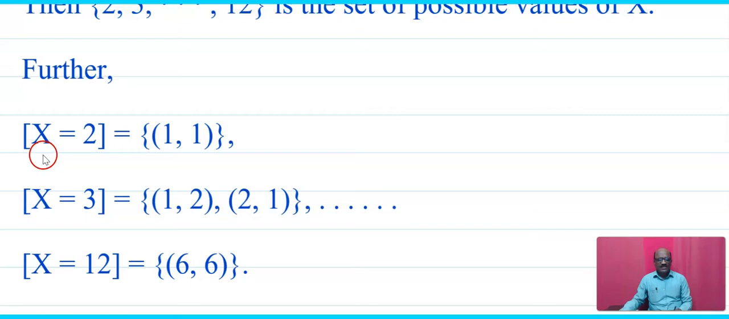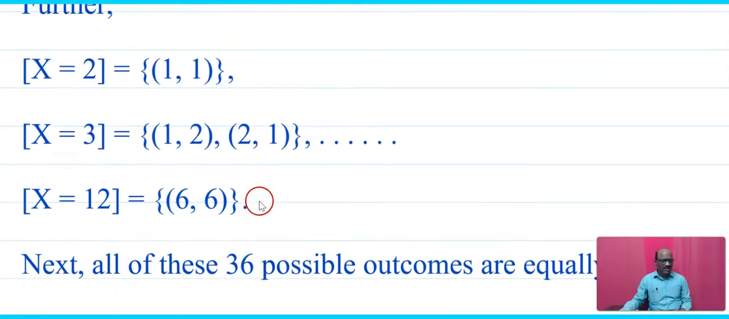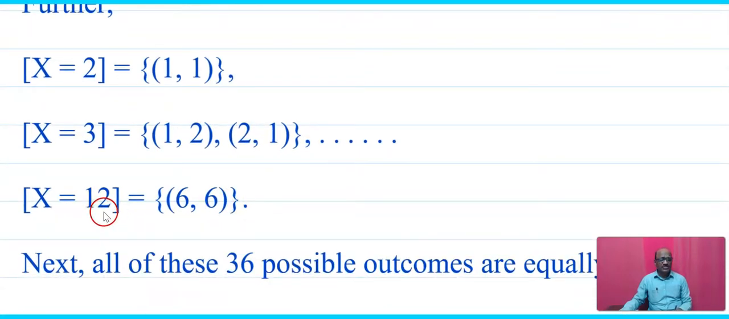Further, if X is equal to 2, then what is the sample space? It's (1,1). X is equal to 3: (1,2), (2,1). And in this way, X is equal to 12 is only (6,6).